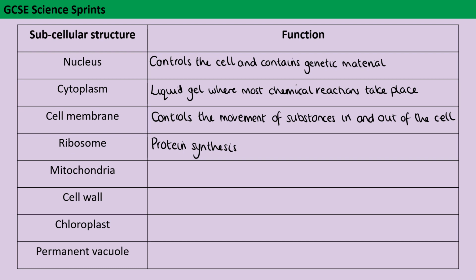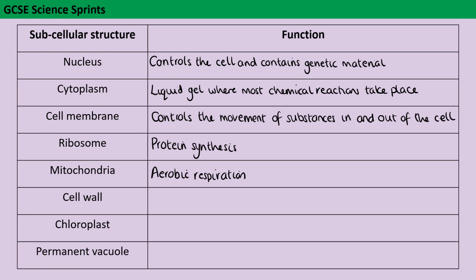Mitochondria are these small subcellular structures where aerobic respiration takes place. So that's respiration that requires oxygen. And then the last three of these subcellular structures are found in plant cells typically, but they're not found in animal cells. So firstly, we have a cell wall.